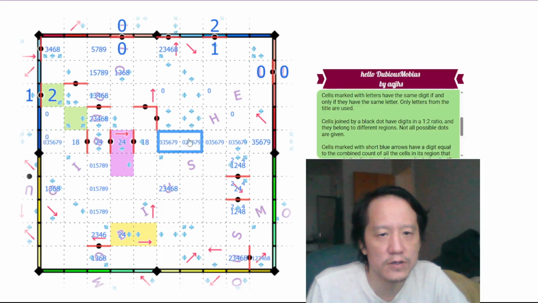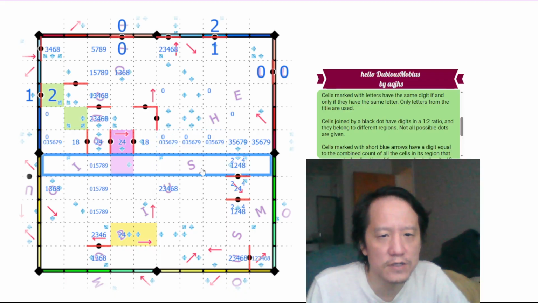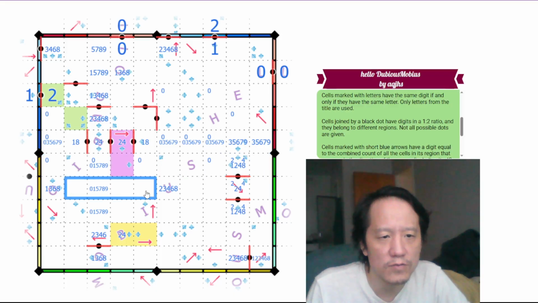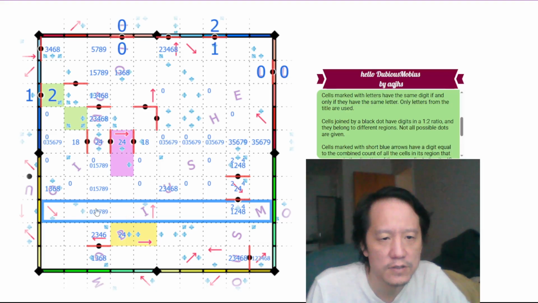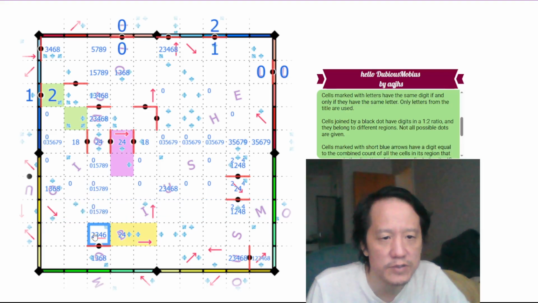0 could be here in row... Okay, this can't be 0 here. So 0 could be any of these 4. In row 6, it could be here, here, here, not S, here. In row 7, it could be here, these 2, these 4. This can't be 0 because of 0 in the column. Row 8, oh yeah, this can be 0s, this can be 0. This can't be 0 because 0 in the column. Any of these.